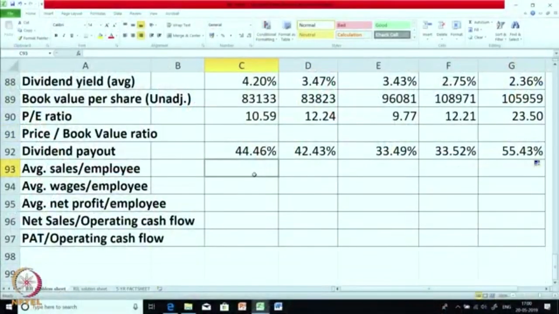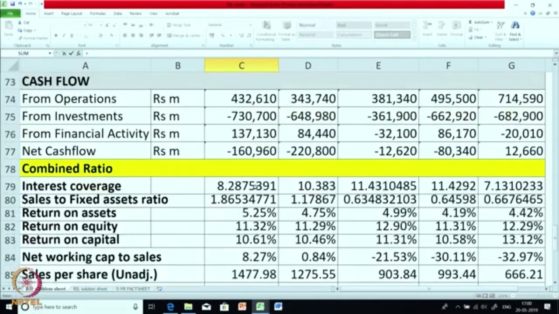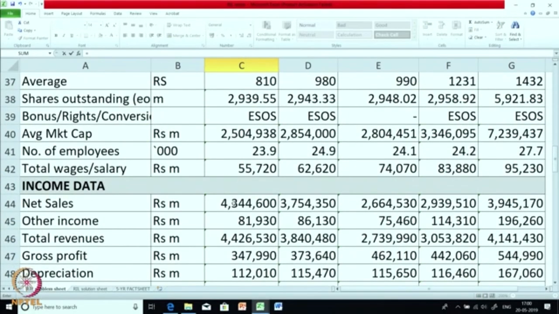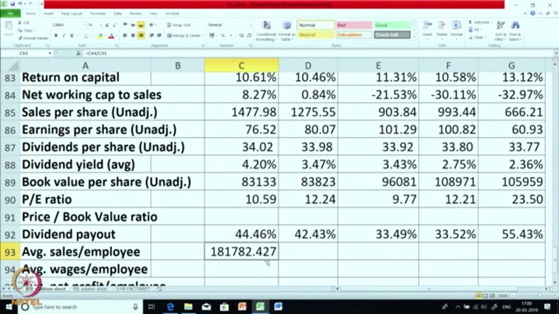Now the next three ratios are related to performance of employees. So this is a semi-financial ratio, you can say, because the denominator will now be the number of employees, and we will try to link the sales, average wages and average net profit to the number of employees. So first one is sales upon number of employees.